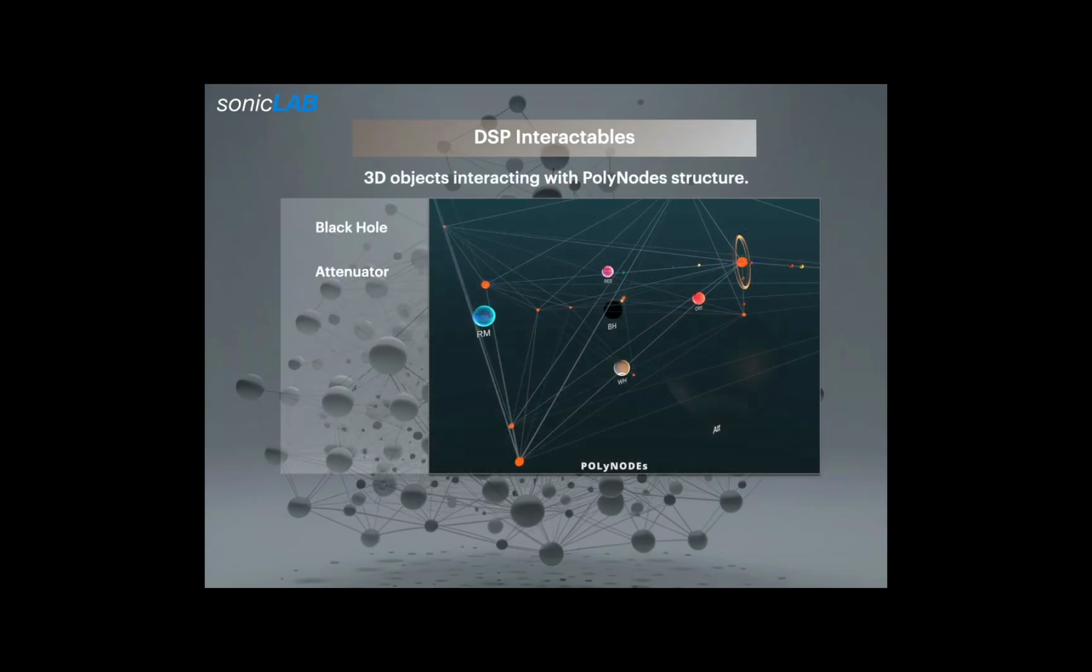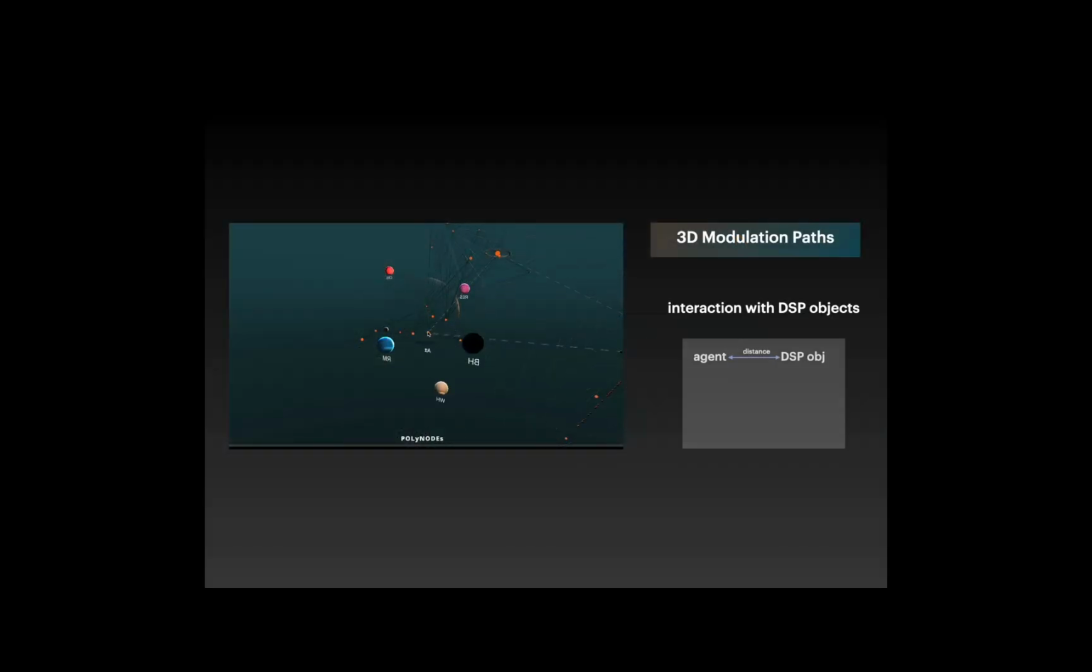Finally, we can talk about the DSP interactables. These are movable objects in 3D space, and each agent's distance from an interactable object generates a modulation parameter for that DSP.